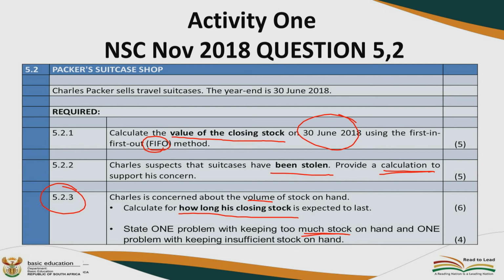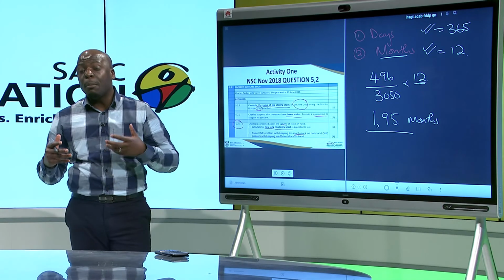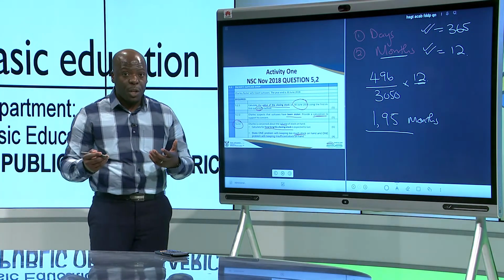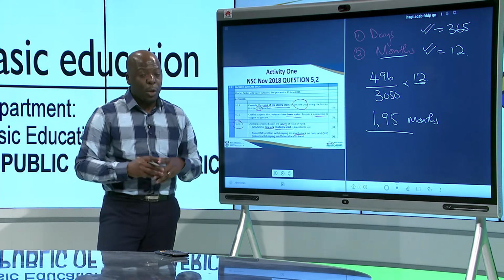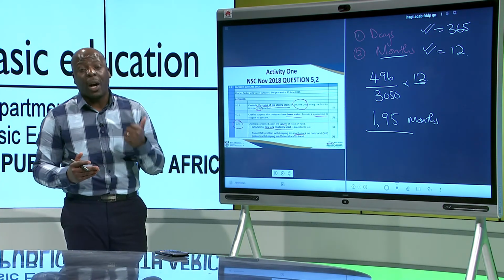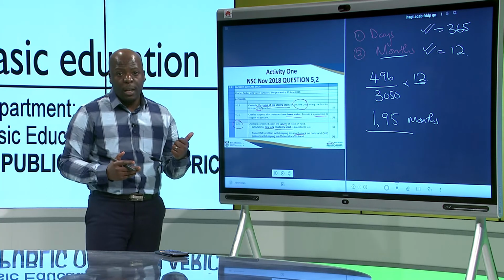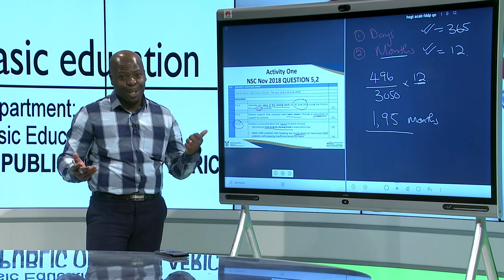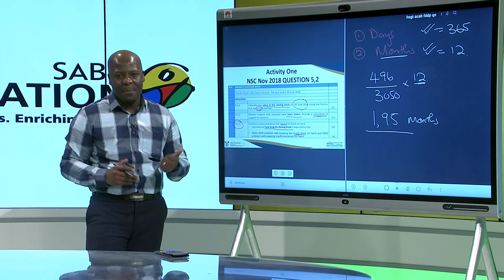Problem number two, if you keep too much stock on hand, there is a chance that some of the stock will go missing. What do I mean by that? If you keep too much stock on hand, there's a chance that some of the stock will be stolen from the warehouse. Why? Because there is too much on hand. So if you keep too much stock on hand, number one, you're going to have liquidity or cash flow problems. Number two, there's a chance that the stock will definitely go missing.